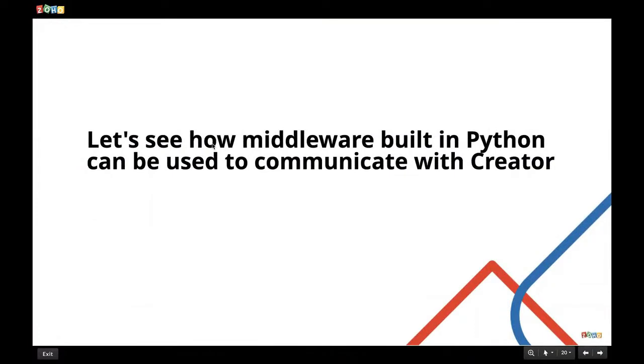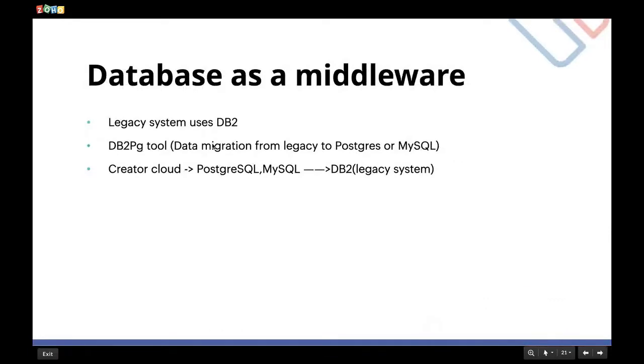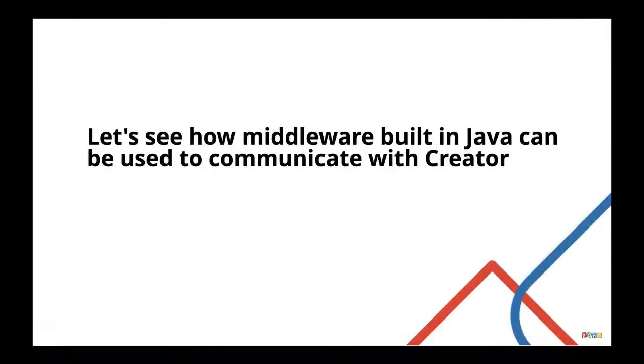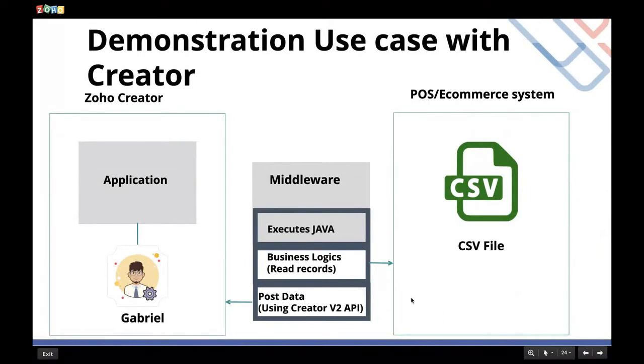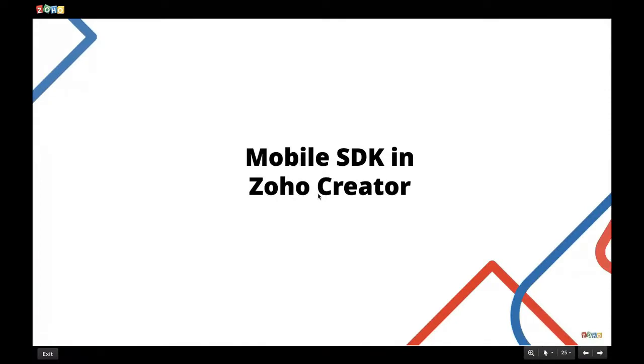I had shown you how Python can be used to communicate with Creator, that is the database as a middleware, and how Java can be used as part of the application server framework. That is, you read a CSV file, use the application server in between, which will talk to the CSV file, parse the data, and push the data through the API call into the Creator application. We just saw that also. The only thing is this has to be public. So that is about the middleware concept.